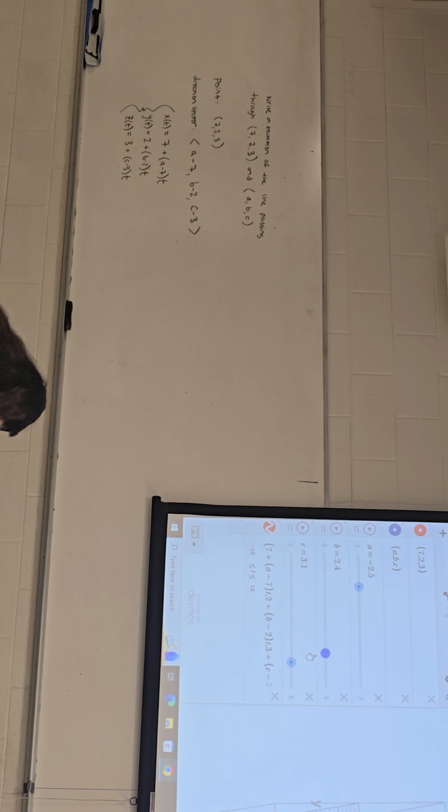So if the angle between two parallel vectors is 0 degrees, do you use the dot product or the cross product? If the angle between them is zero, then they're parallel. That means that the cross product is zero.